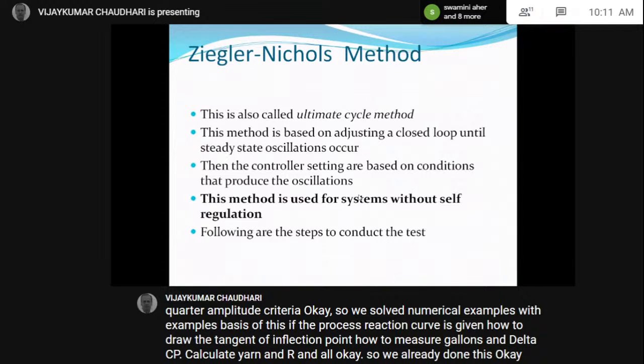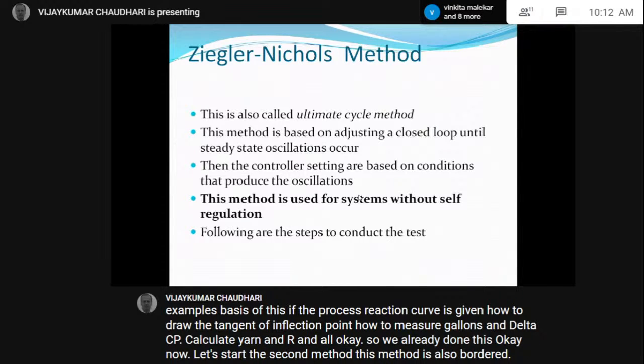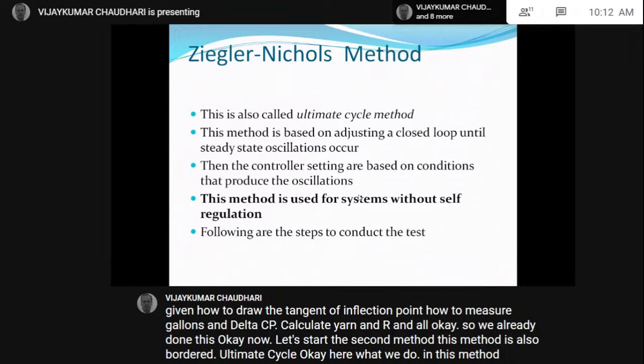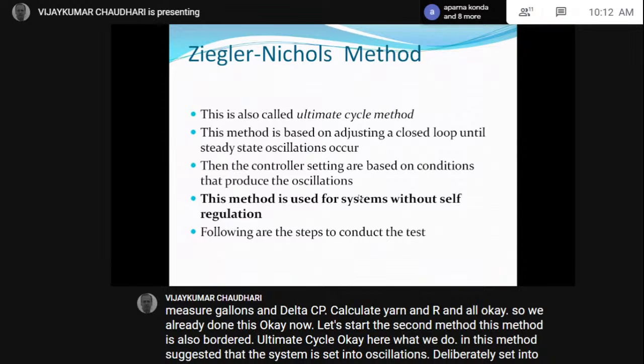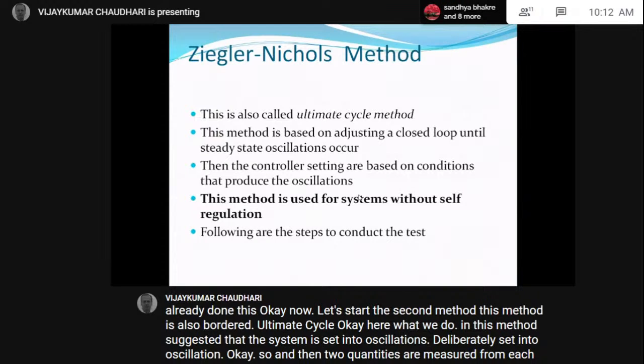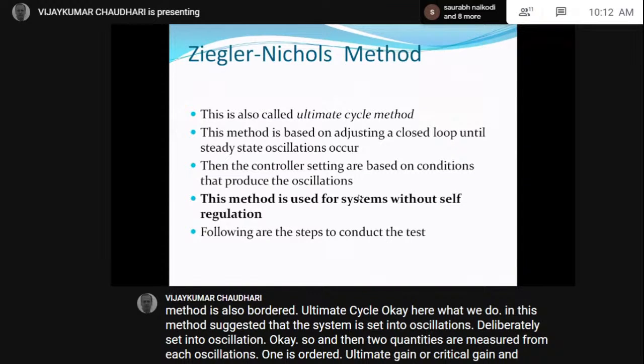This method is also called the ultimate cycle method. Here, Ziegler and Nichols suggested that the system is deliberately set into oscillations, and then two quantities are measured from these oscillations. One is called the ultimate gain or critical gain, and the other is called the ultimate time or critical time.